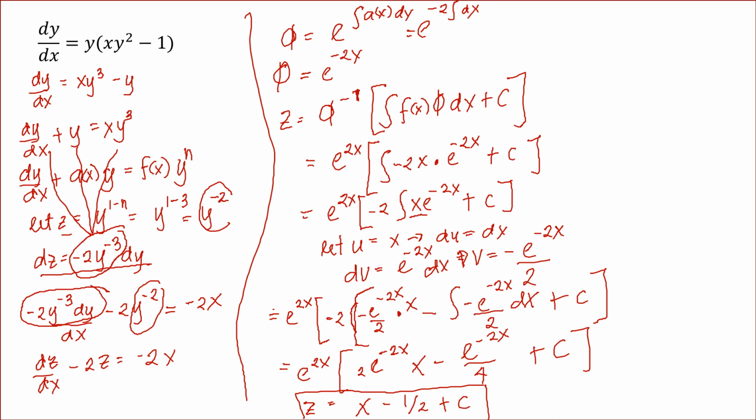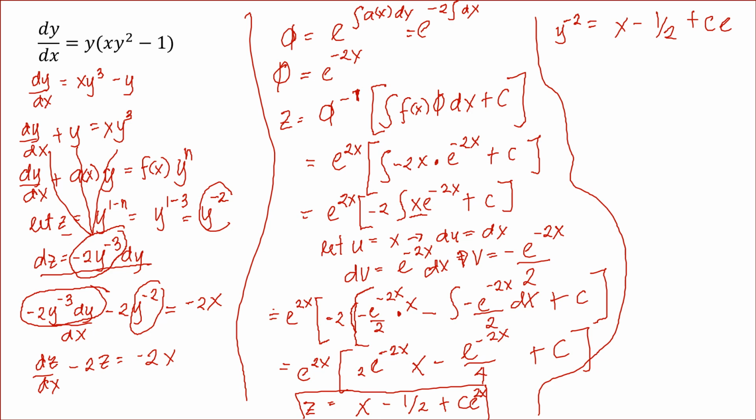And again, we draw a line here. But what is your z? It is y^(-2), which is equal to x - 1/2. I forgot here to distribute the e^(2x). Sorry for that. So we have 1/2 plus c e^(2x), and that is your final answer.